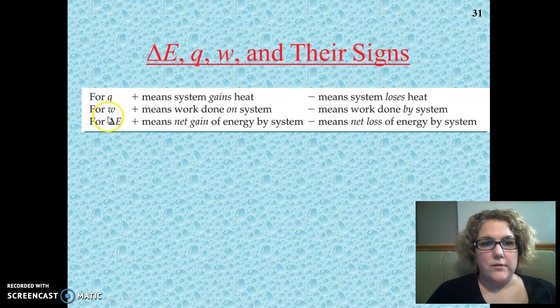Now, to figure out the sign for the delta E, the change in energy, you simply add your Q and your W together. If the answer ends up being a positive number, then there was a net gain of energy by the system. If the answer ends up being negative, well, then it means there was a net loss of energy by the system, which is exothermic. Positive Q's, W's, delta E's, that means endothermic, energy entered. Negative means energy exited.